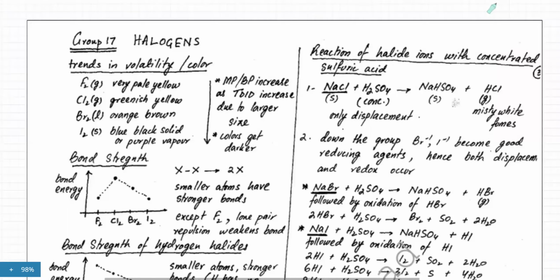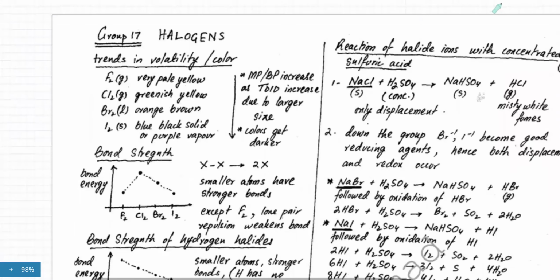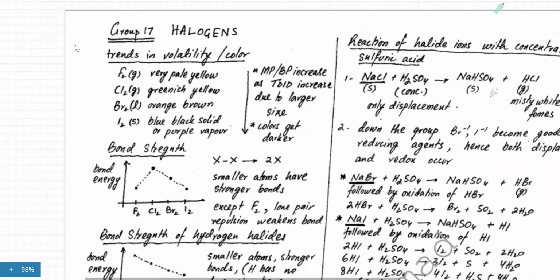So on the third page, we have inorganic. The first part is group 17, which are your halogens: fluorine, chlorine, bromine, and iodine. Fluorine is a gas. Chlorine is a gas. Bromine is a liquid, and iodine is a solid.